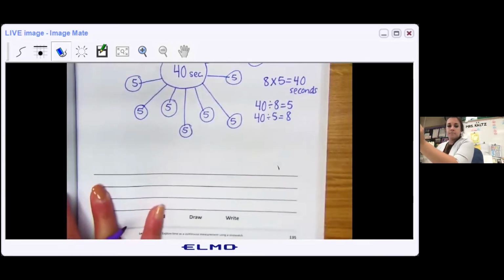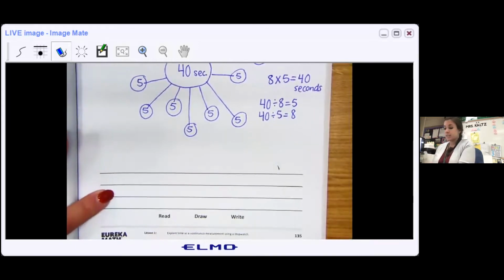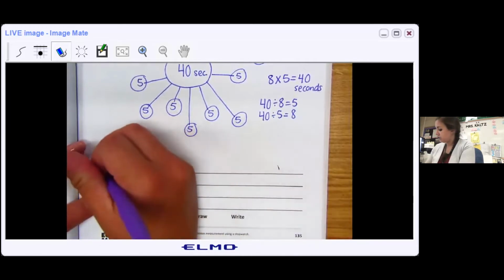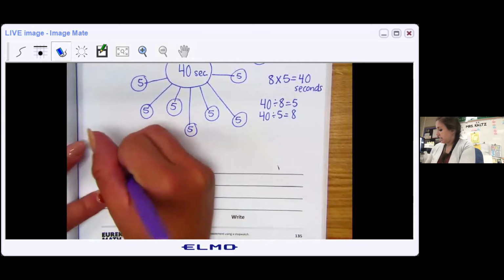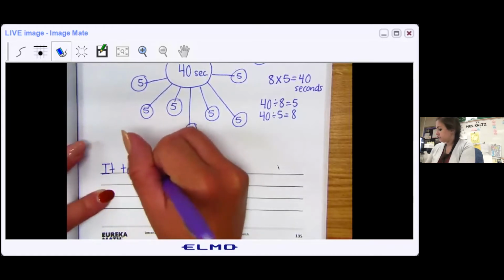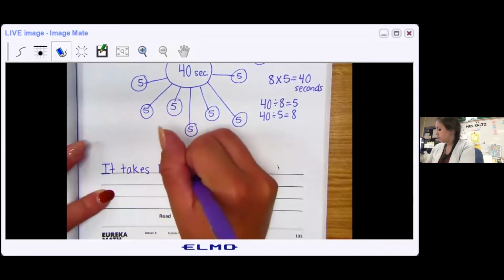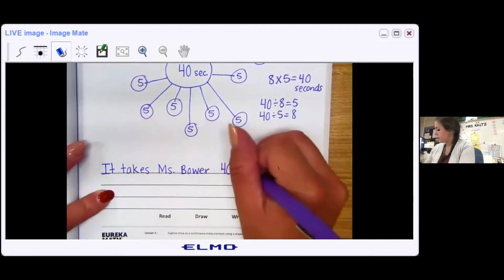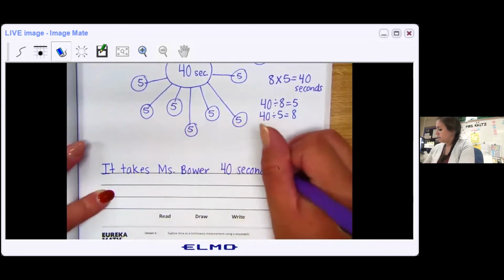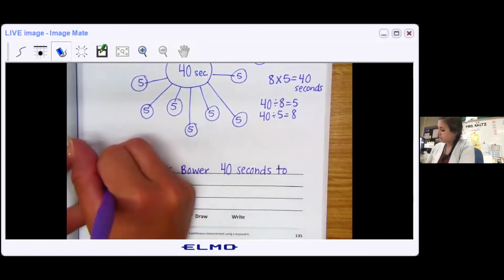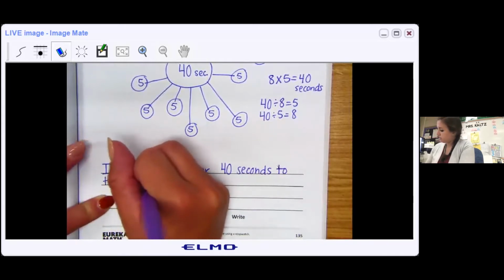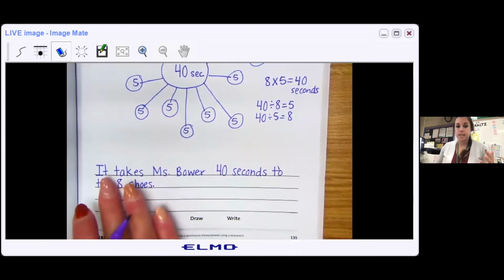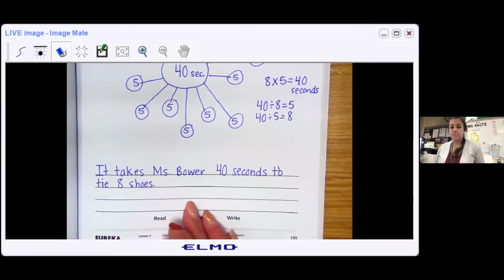Then at the bottom, everyone should have the same first sentence. The question is, how many seconds does it take Miss Bauer to tie 8 shoes? It takes Miss Bauer 40 seconds to tie 8 shoes. Maybe yours is shorter, but remember, as 3rd graders, we're trying to get 7-up sentences. We're trying to get sentences with 7 words or more.